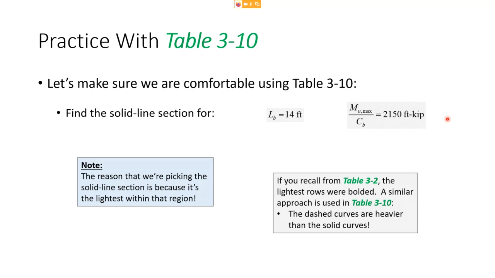One thing I'll help you out with as you turn through table 3-10: if you start at the very, very beginning of table 3-10, you'll notice that the moments are super, super high. And then as you turn, the moments go down, so it helps you navigate. Okay, we got a W40 by 167. Let's see if that's right.